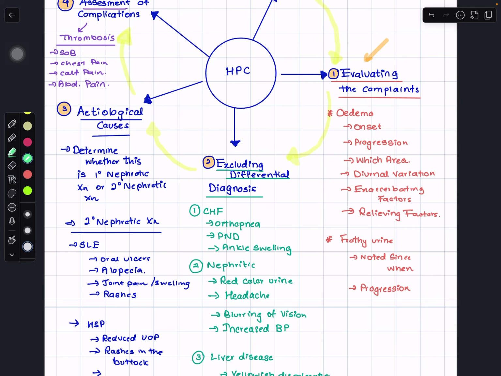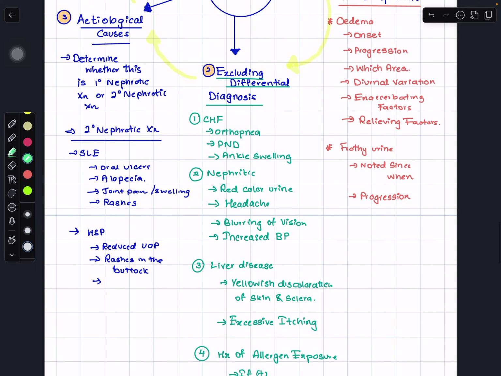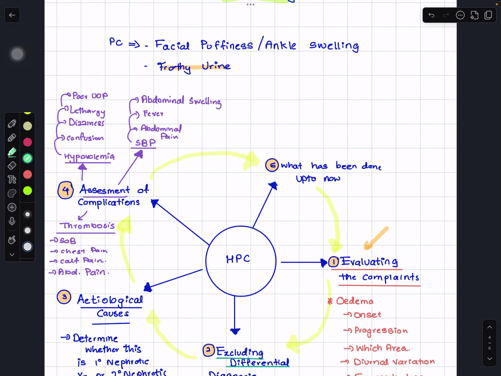So to find out whether it's a secondary nephrotic syndrome, we can ask whether the patient had features suggestive of SLE, such as oral ulcers, alopecia, joint pain, and rashes. And to find out whether the nephrotic syndrome is secondary to HSP, we can ask whether there's reduced urine output, whether there's red color urine, and whether there are any rashes in the buttock or anywhere on the skin. And afterwards, once we identify the etiological causes, then we have to check for the complications.